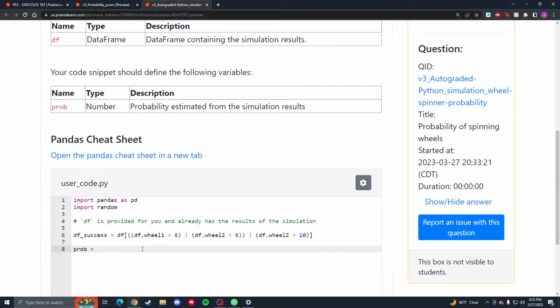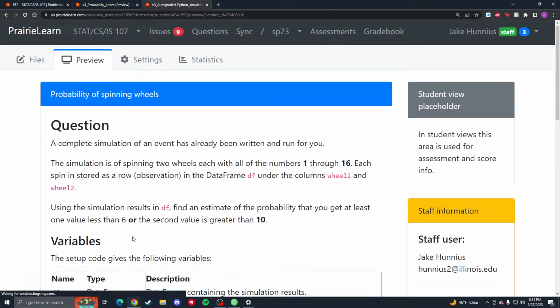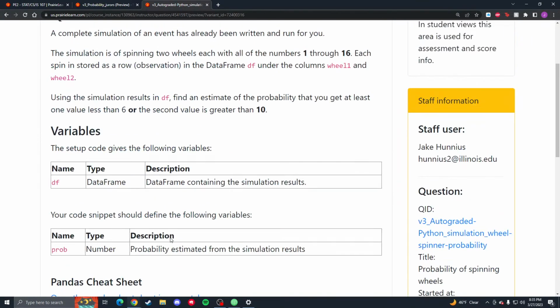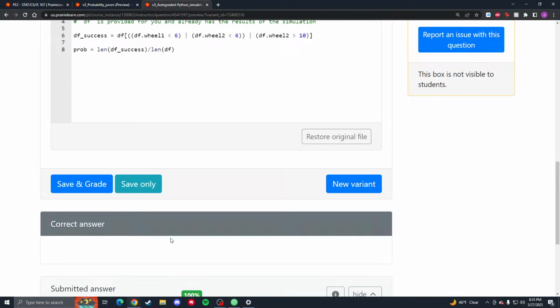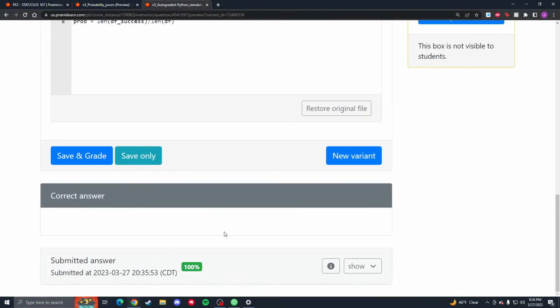And the probability is defined as the number of successes over the total number of attempts. So our total number of attempts is going to be DF, and our number of successes is going to be the length of our data frame of successes. Yeah, okay, yeah. Got it correct. Let me know if that way makes sense to you guys.